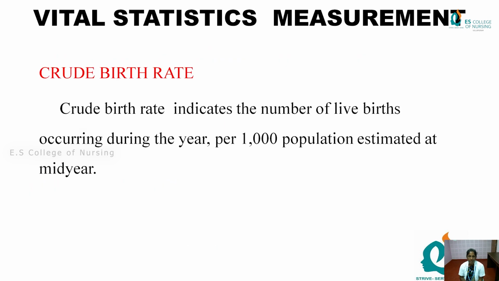Okay. Now we are discussing the crude birth rate. Crude birth rate indicates the number of live births occurring during the year per 1,000 population estimated at mid-year. That is called the crude birth rate. The crude birth rate can be calculated as the number of live births divided by the estimated population, multiplied by 1,000. Hope you have understood all the vital parameters which we use to assess in the community.